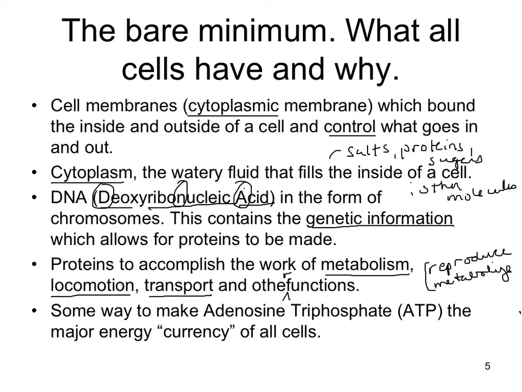All cells also have common ways of dealing with energy, chemical energy, within the context of the cell. And the common so-called energy currency of the cell is a chemical called adenosine triphosphate, or ATP. Okay? All cells have ATP. These are common to all living things and to all cells. That's the bare minimum.